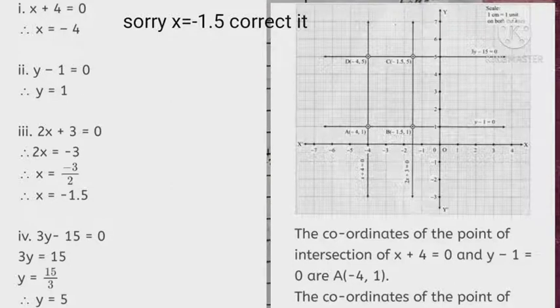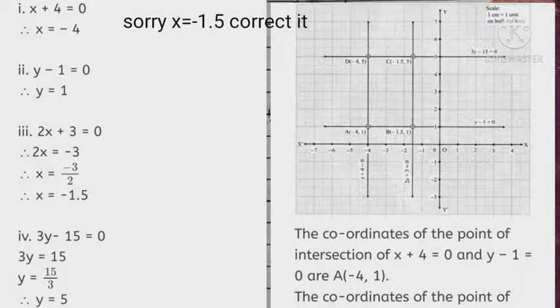Okay. Now the second one, x is equal to 1.5. 1.5 is positive, so 1.5 lies here. Again, an x equal to a constant type of equation is parallel to the y-axis. So draw a line parallel to the y-axis. So this is the equation x equal to 1.5.